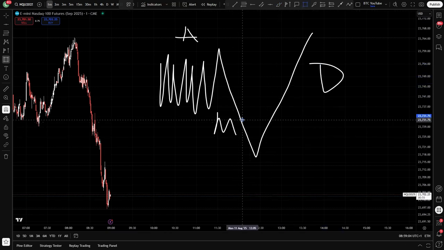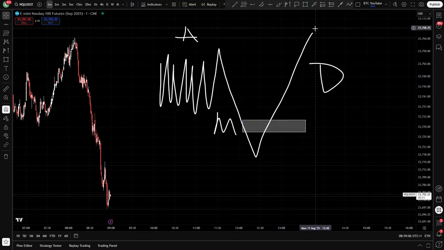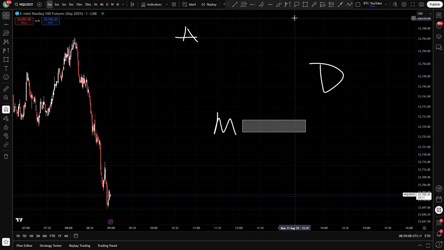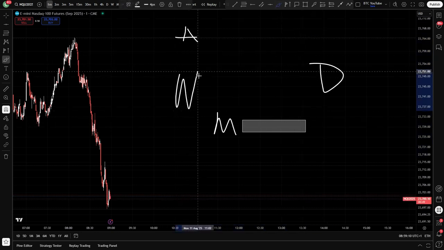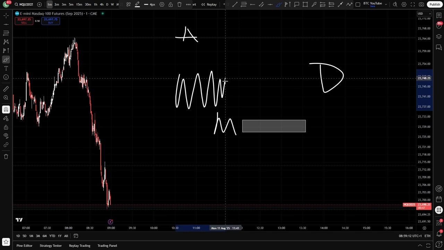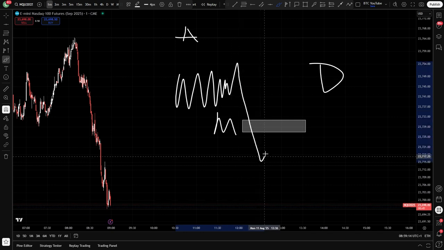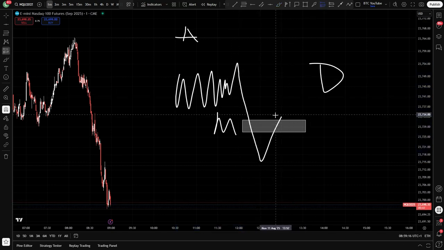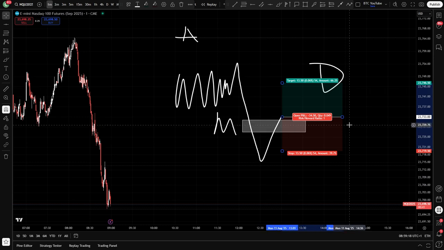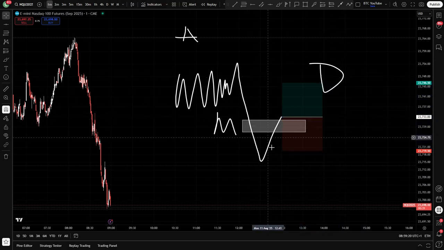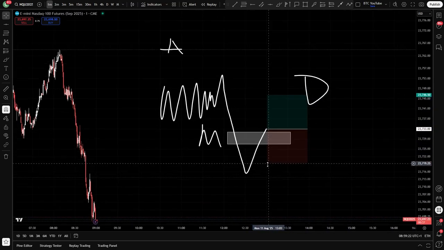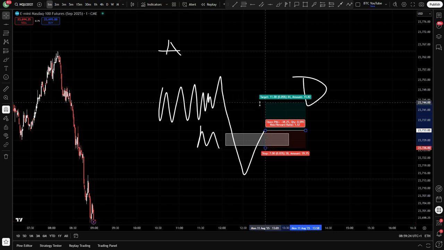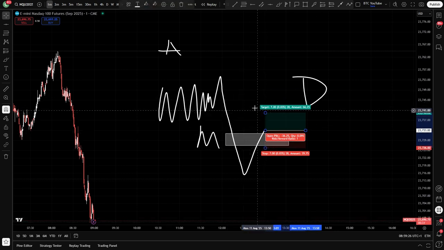I'm just looking to get in on a nice inverted fair value gap back to the upside on the way back up. So you've got your accumulation doing something like this. You get your manipulation down, and then you're basically looking to enter as you invert a fair value gap back to the upside like this. Really easy strategy.